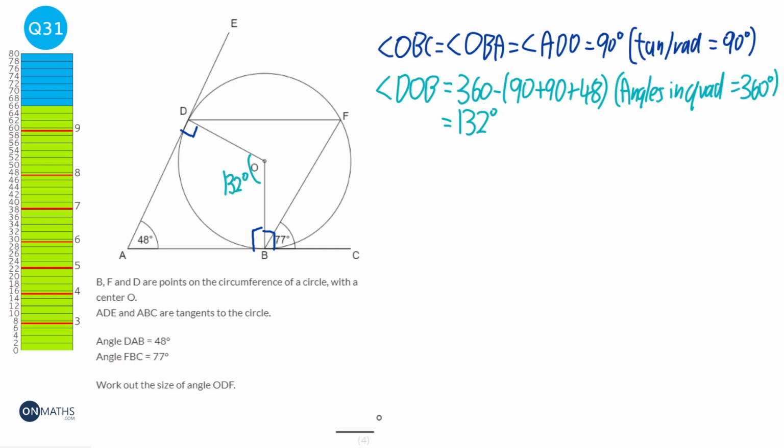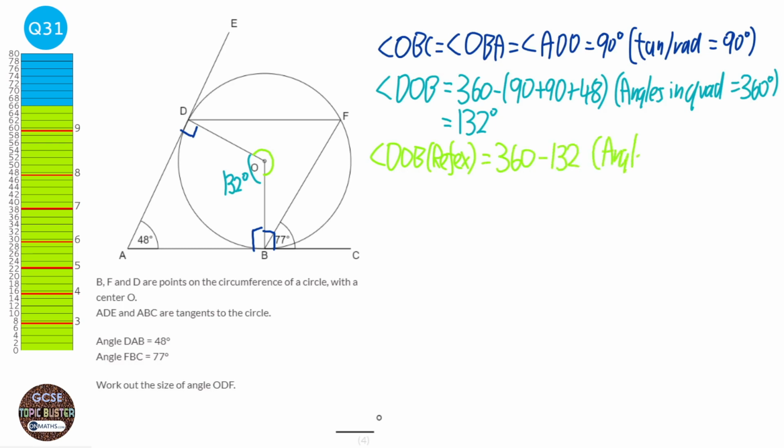But we also have this angle here, which is also angle DOB, but I'm going to call this the reflex one. And to work this one out, we just do 360, take away 132. And the reason for that is angles on a point equal 360 degrees. And so we're going to do 360, take away 132, which is 228. So this is 228 degrees.